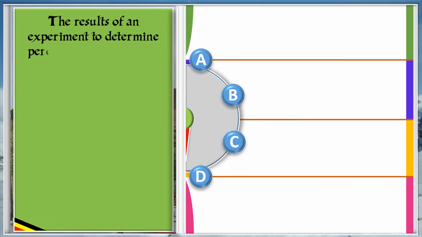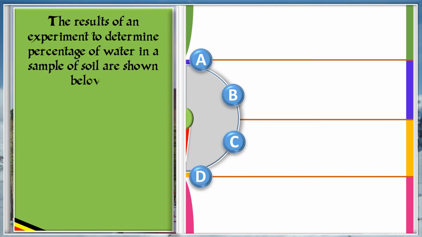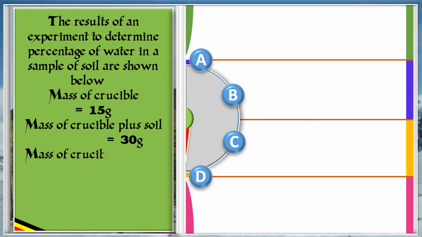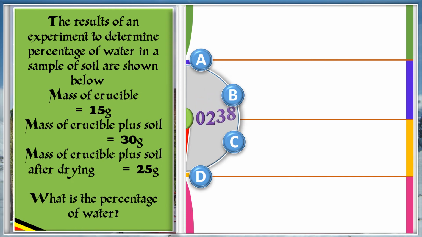The results of an experiment to determine percentage of water in sample soil are shown below. Mass of crucible, 15 grams. Mass of crucible plus soil, 30 grams. Mass of crucible plus soil after drying, 25 grams. What is the percentage of water?